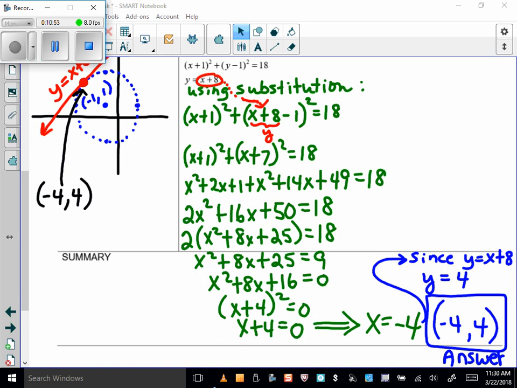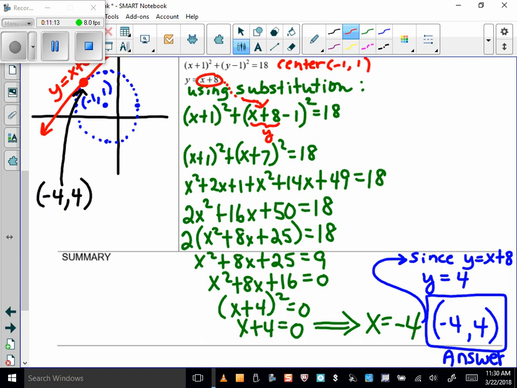This one was a little bit long, but not that difficult really. Once again, I decided to use substitution because my second equation is already solved for y. I drew my sketch up, the circle here. I can see this circle has a center of (-1, 1), so h is -1, k is +1. The radius is the square root of 18, so that's approximately 4 point something. So that's how I sketched my circle in.